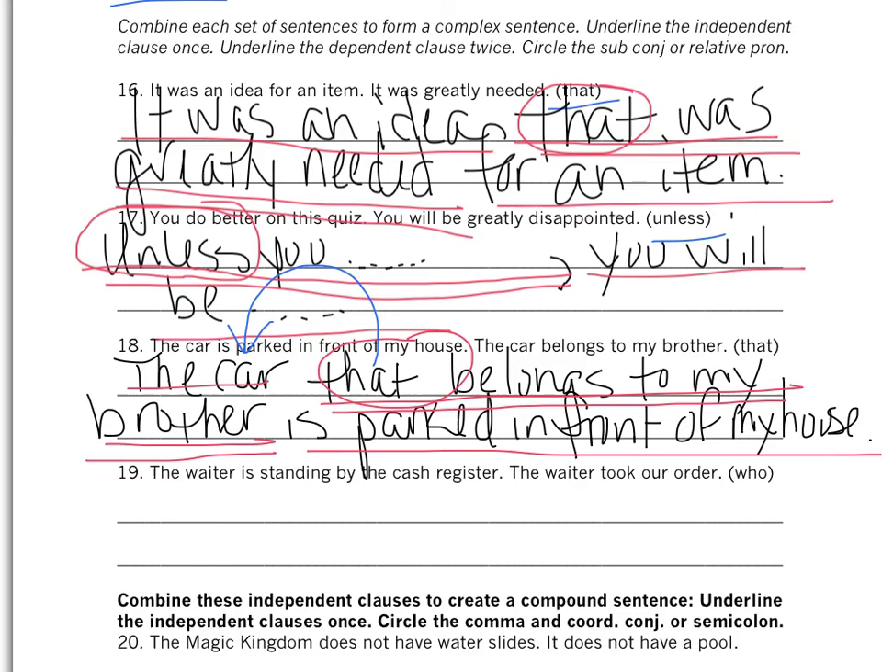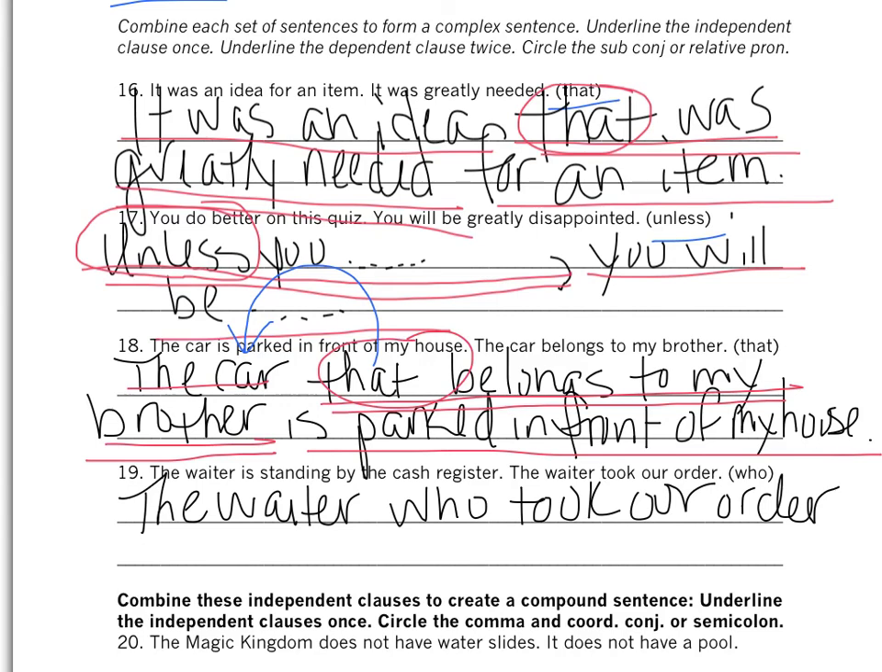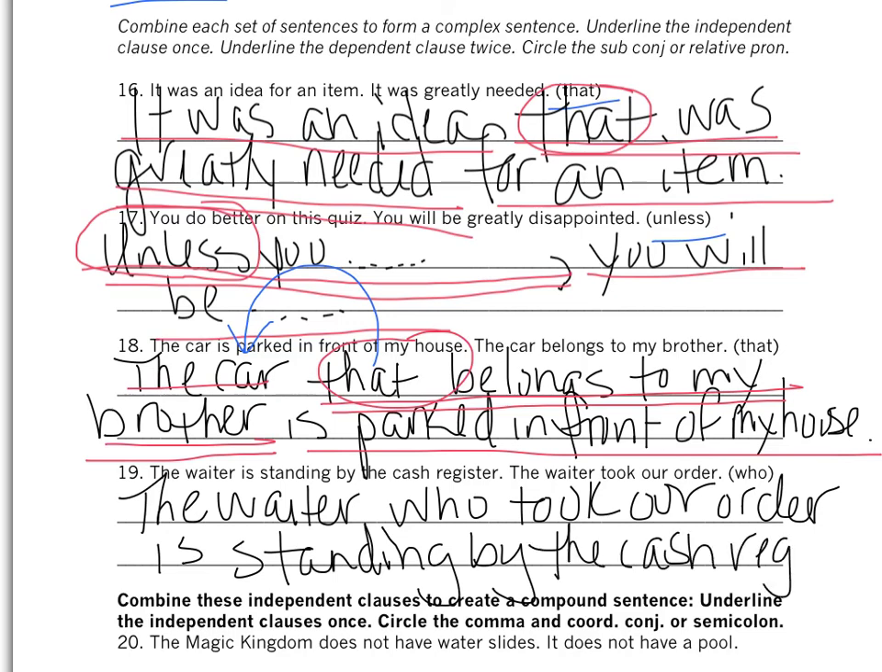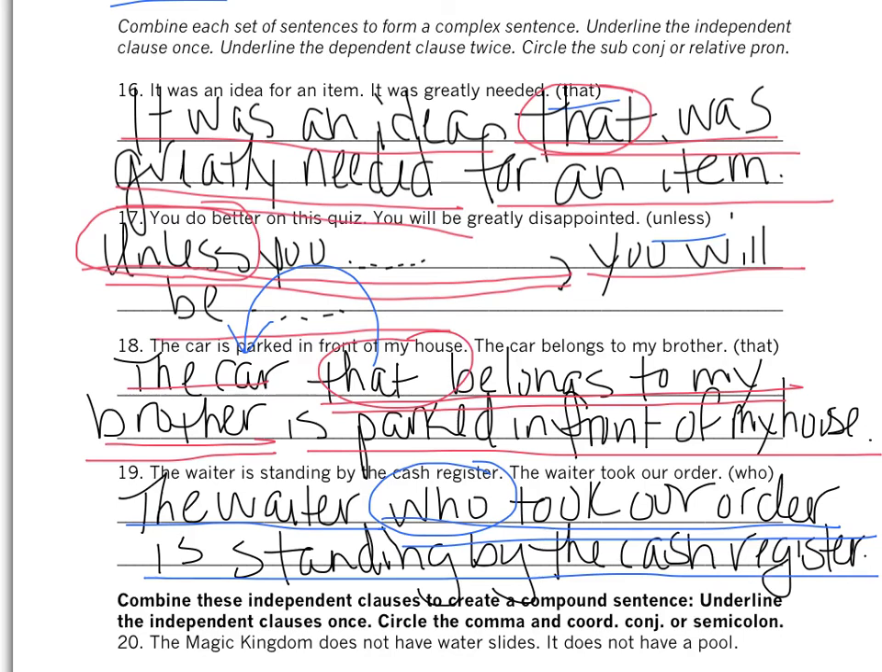Okay, for the last one, we're going to use the relative pronoun who. We're going to say the waiter who took our order is standing by the cash register. Oh, is that terrible handwriting? Sorry, I'm not good with this stylus. And then the dependent clause using the relative pronoun who is who took our order. The independent clause then is the waiter is standing by the cash register. Again, who is referring to the waiter, so the word who had to go next to the word waiter. Okay?